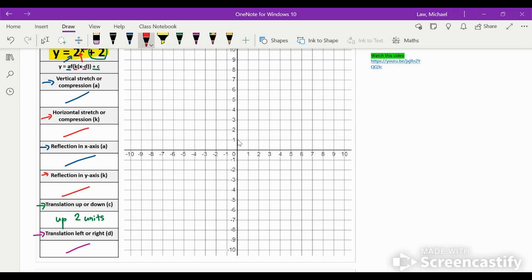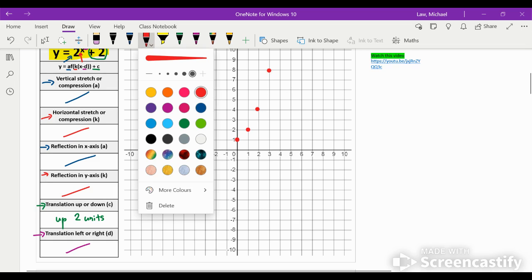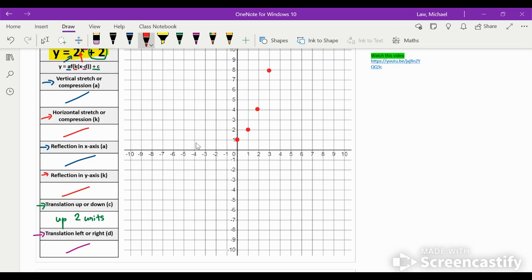So we start off with (0, 1), (1, 2), (2, 4), and then (3, 8). This is going to continue onwards. However, I am just going to stop there. And if we draw a curved line through them, this exponential function is going to look something like this.